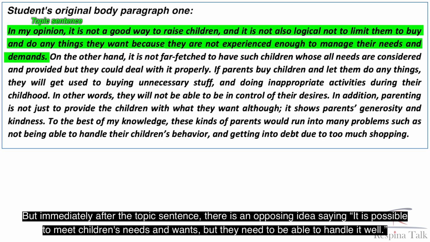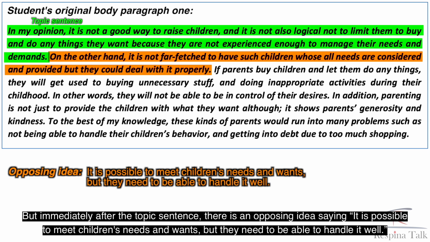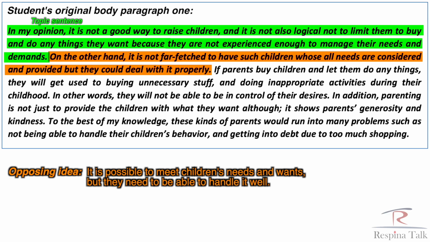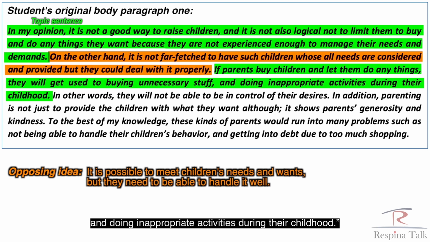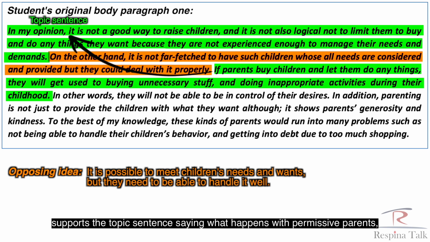But immediately after the topic sentence, there is an opposing idea saying it is possible to meet children's needs and wants, but they need to be able to handle it well. The next sentence, if parents buy children and let them do any things, they will get used to buying unnecessary stuff and doing inappropriate activities during their childhood. This supports the topic sentence, saying what happens with permissive parents.